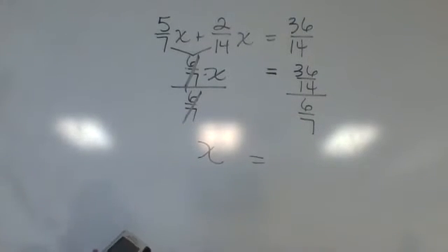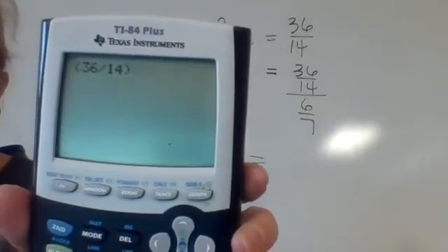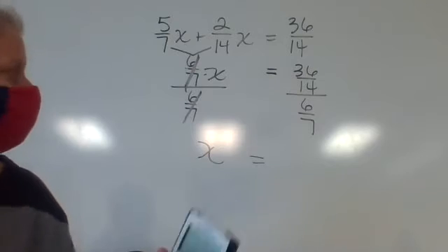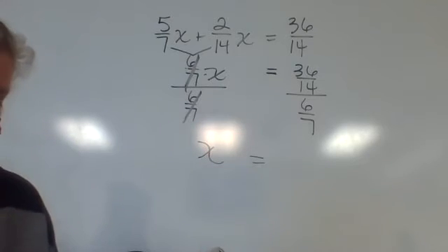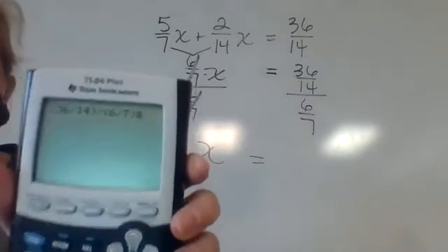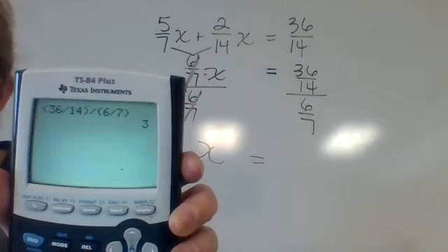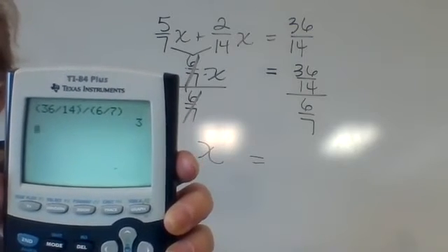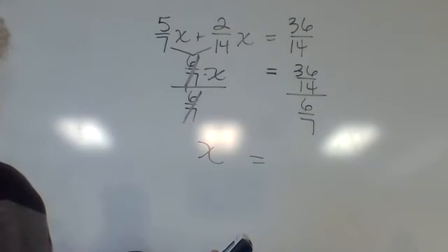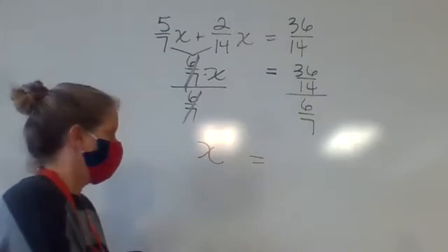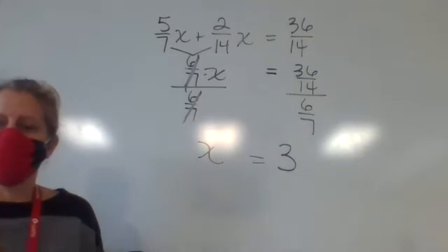So let's put our top fraction in a parenthesis. So open parenthesis, 36 divided by 14, divided by, open parentheses, my bottom fraction, which is 6/7. Oh, didn't even give me a decimal, did it? Did I do it right? I did mine backwards. Yeah, do it exactly like this says right here. Yes, so X equals 3.